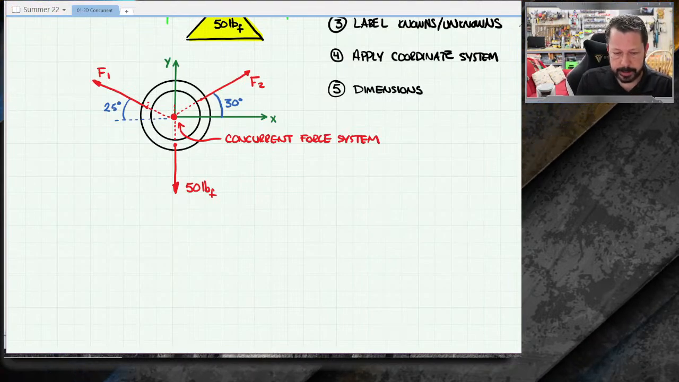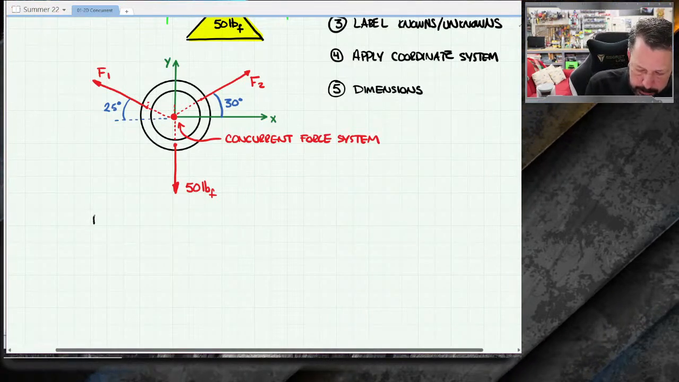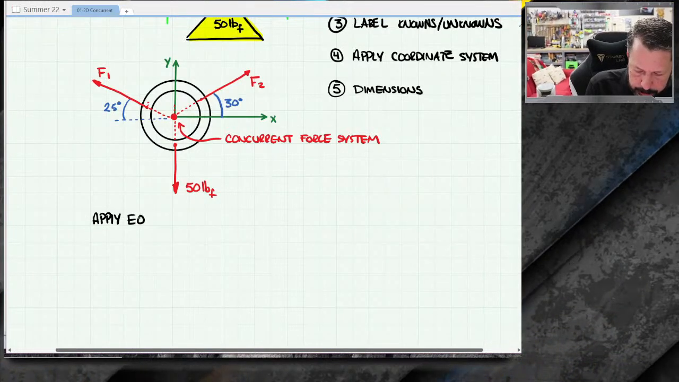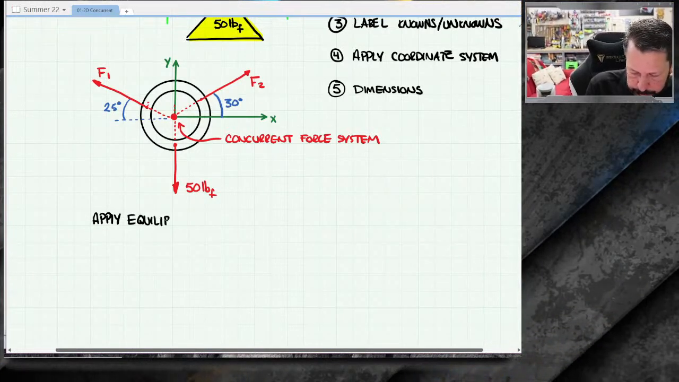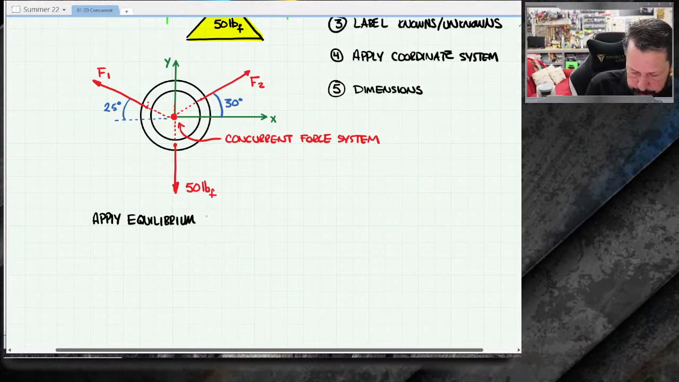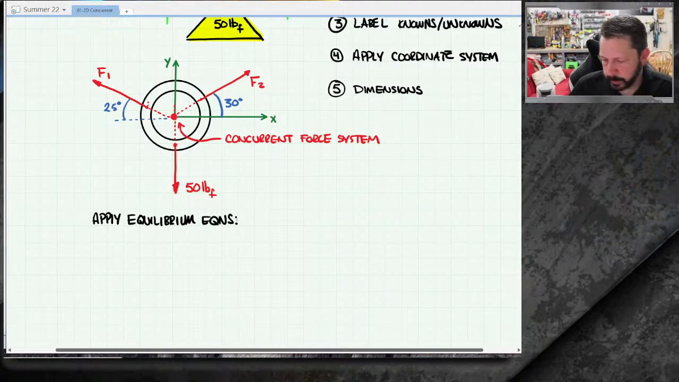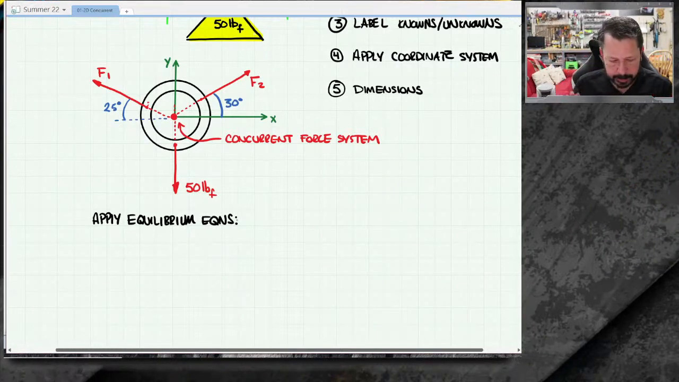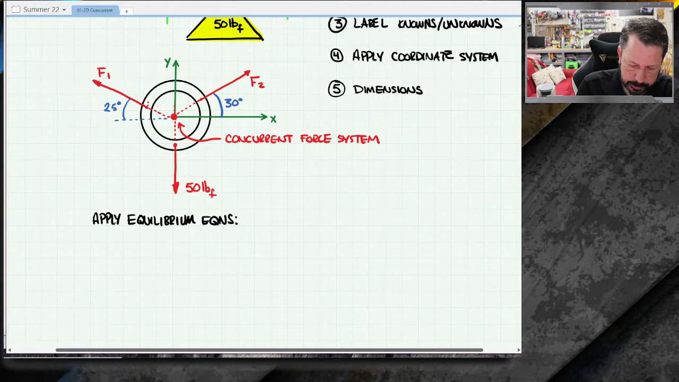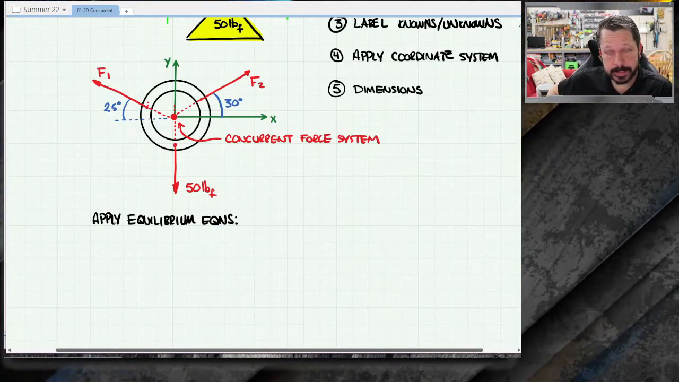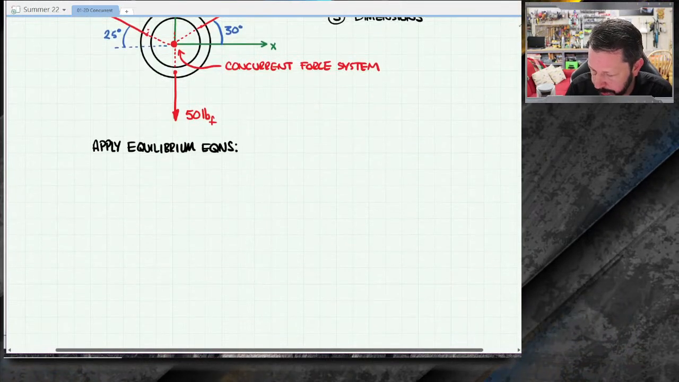So now that I've got this, apply equilibrium equations. Let's see what time it is. Oh yeah, we have time. I think we have time to actually do this, and then we'll close it down for today and do some 3D stuff next time.